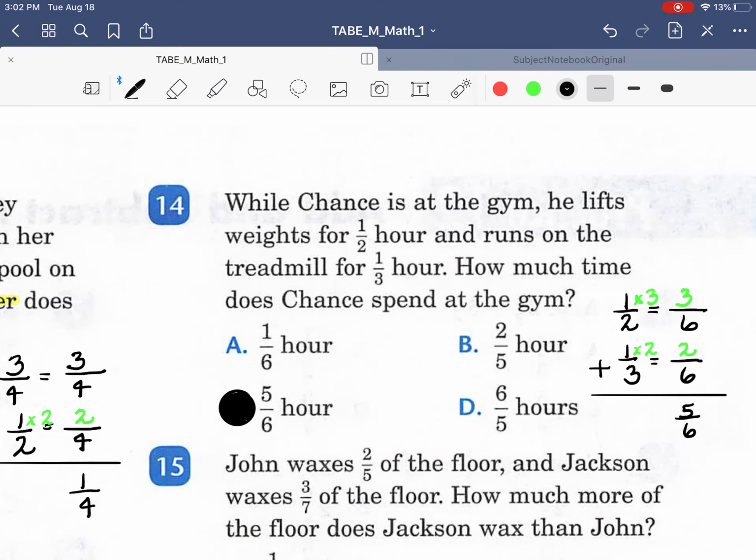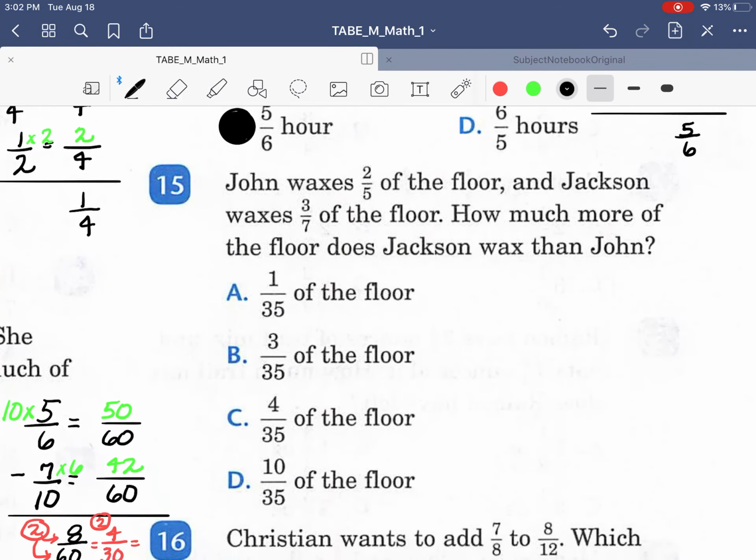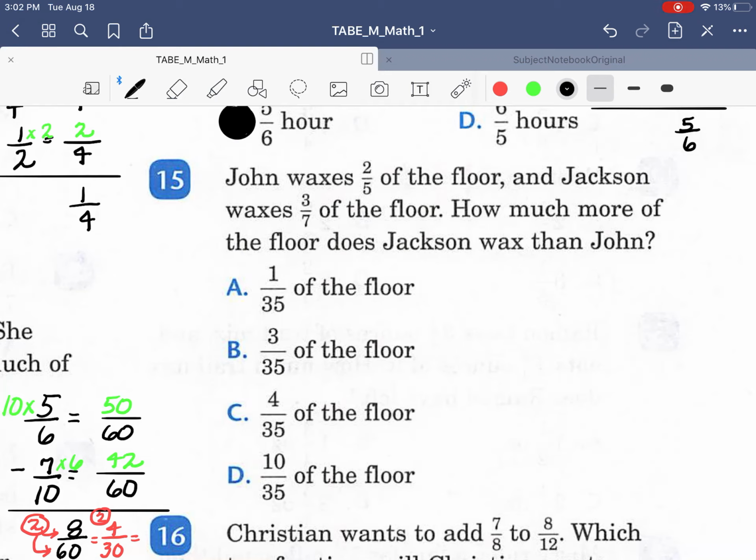And that is answer C for number 14. John waxes 2/5 of the floor, and Jackson waxes 3/7 of the floor. How much more, there's subtraction, of the floor does Jackson wax than John? So you put Jackson first, because he did more, minus 2/5.